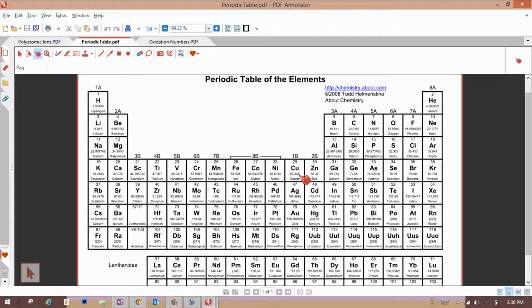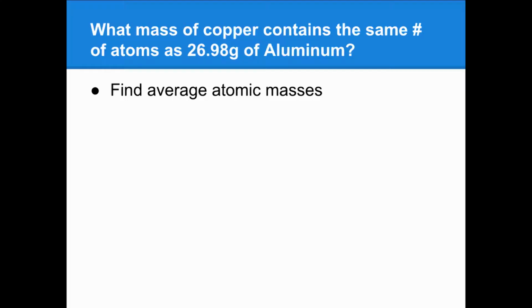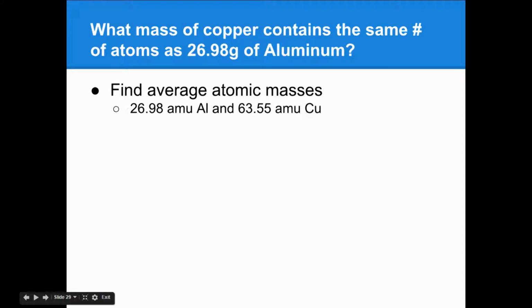I'm going to do the exact same thing for aluminum. Aluminum, you have this big long decimal. I'm going to round it to 2 decimal places, so I'm going to round this to 26.98. So 26.98 AMU of aluminum and 63.55 AMU of copper. Again, AMU is atomic mass units.